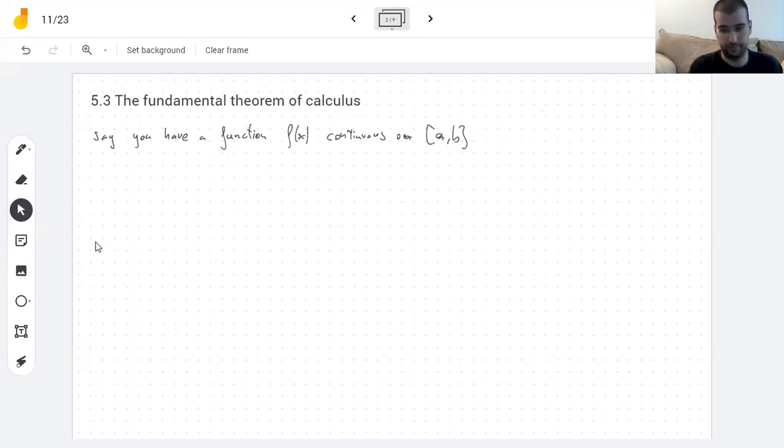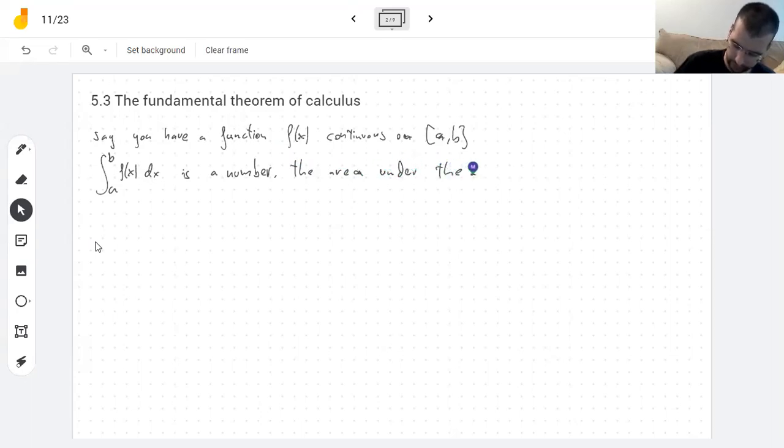But the derivative of a function is a function, and the integral of a function, as far as I know, is a number. It's the area under the graph of the function. So I guess the thing is, how do you turn this into a function?